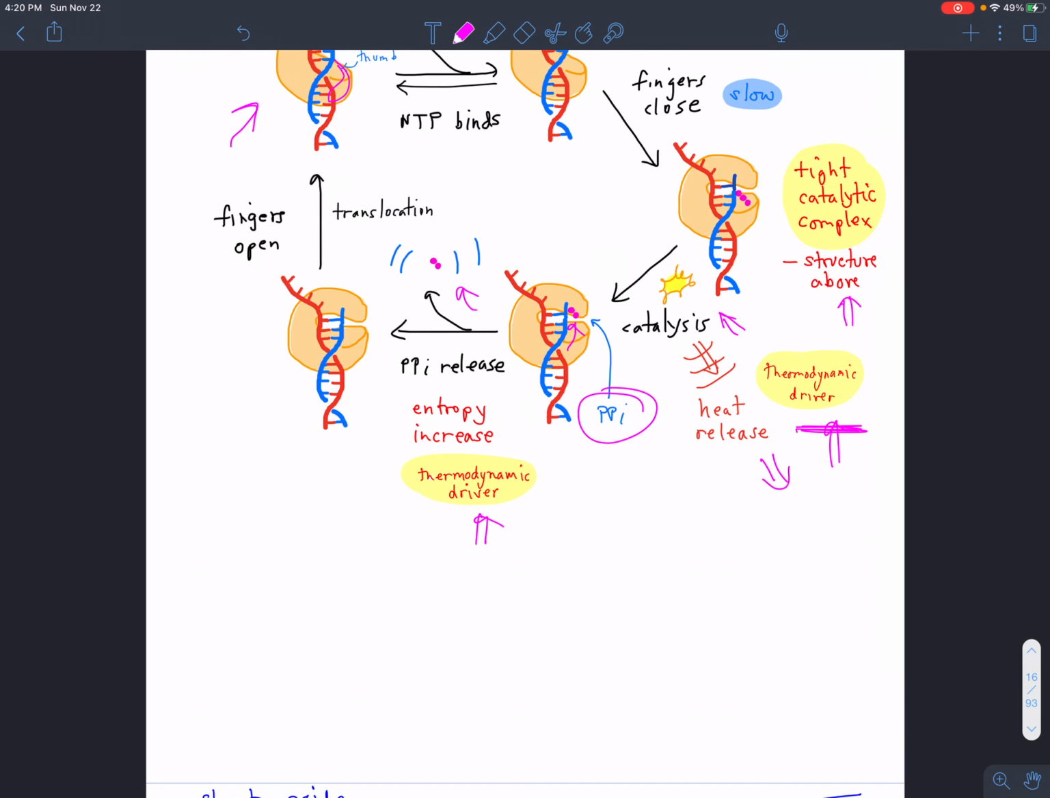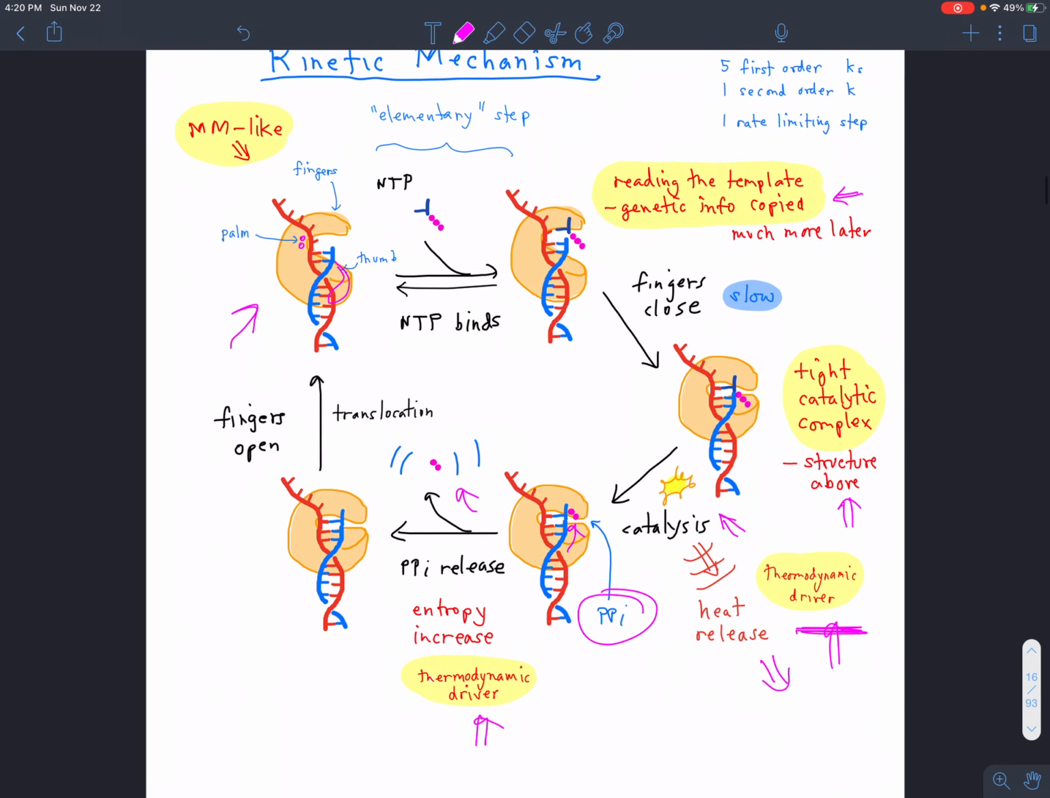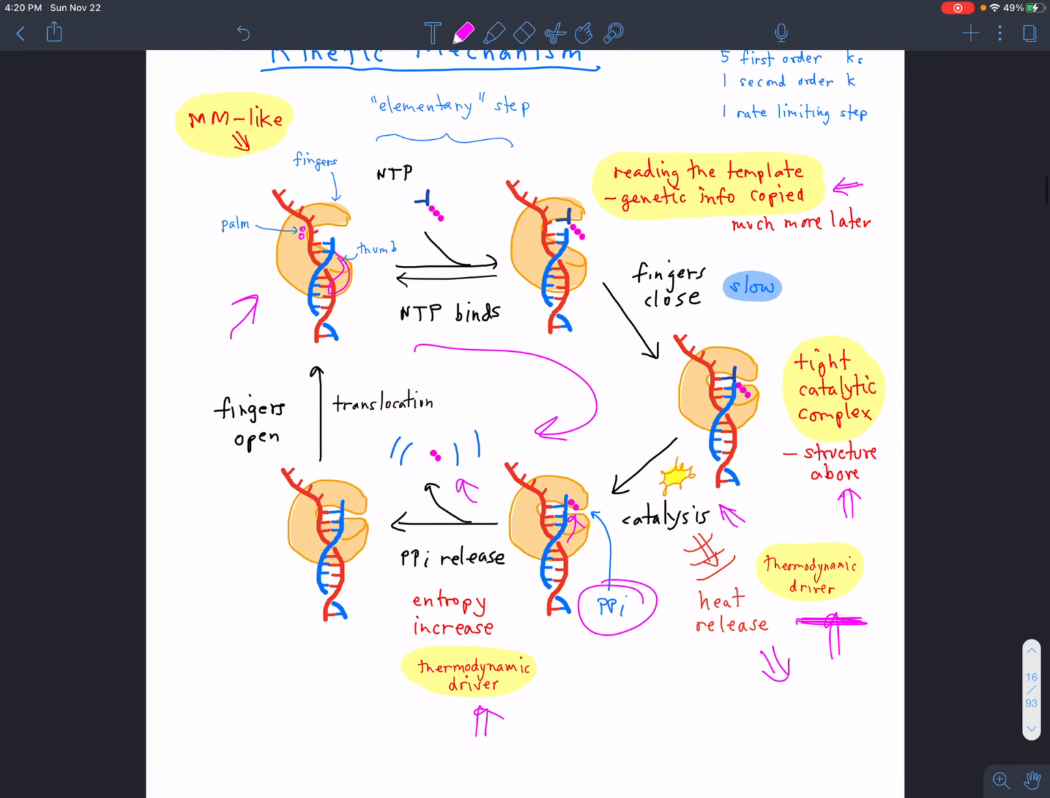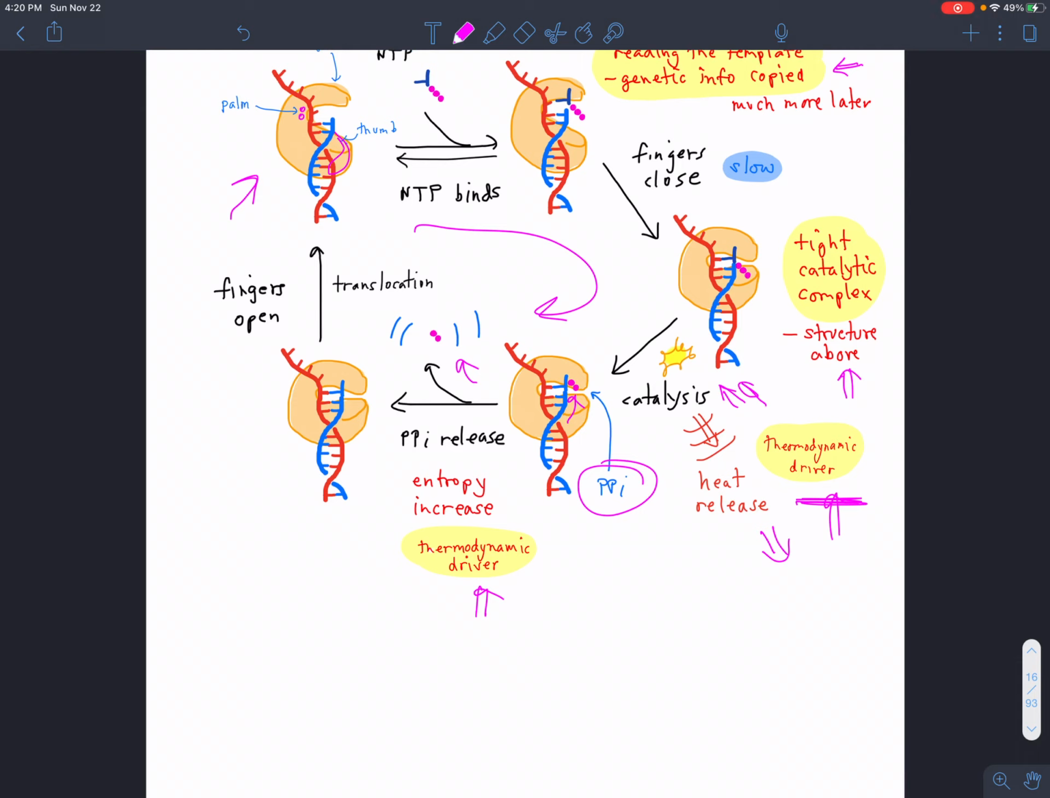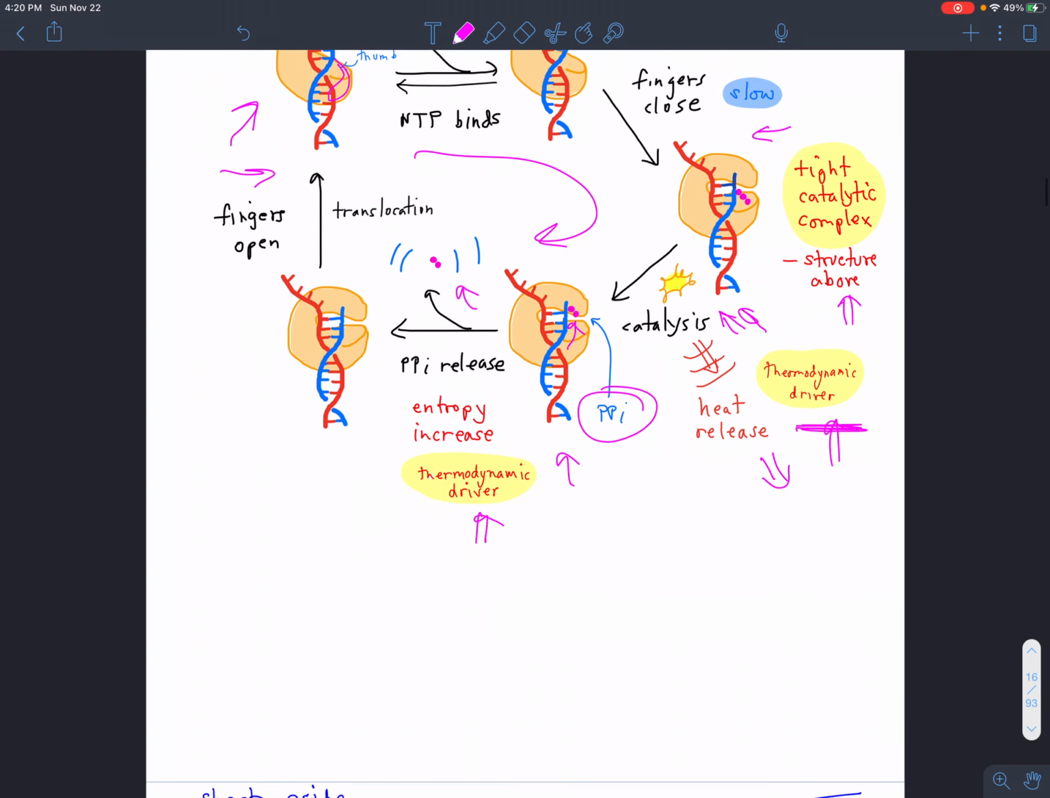In fact, the overall delta G of the reaction is sort of partitioned amongst all these steps, so there's a little bit of it here, a little bit of it here, a little bit of it here, a little bit of it here, and so on, even a little bit of it over here. It's distributed. That's why the machine works, of course, right? You need something to power each step.